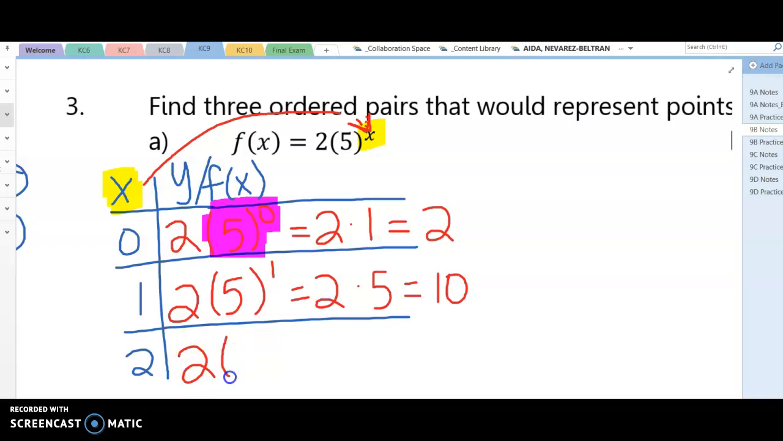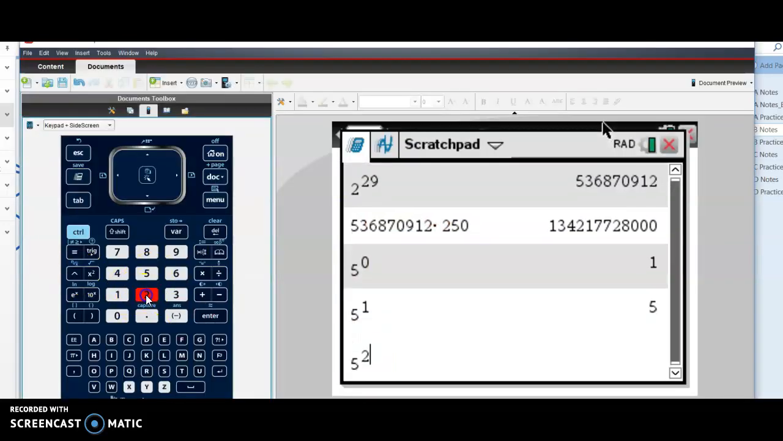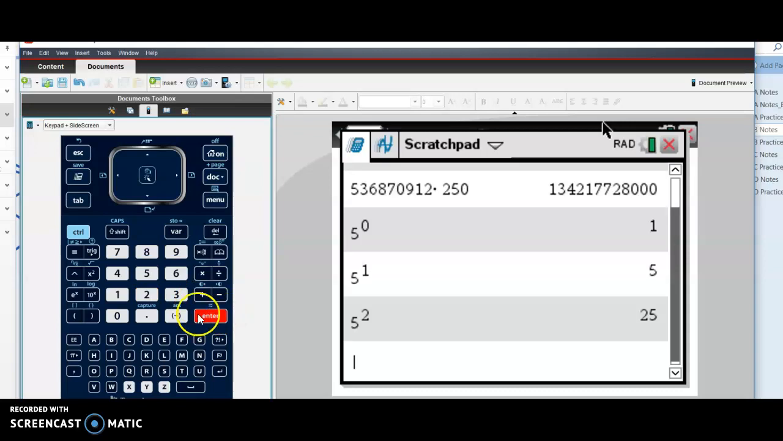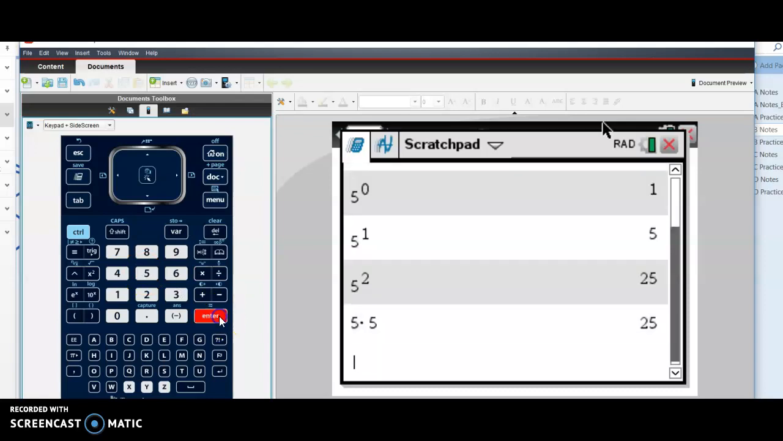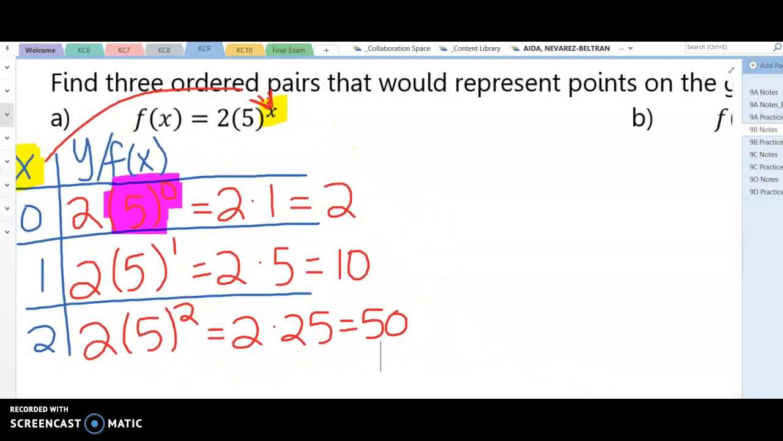And then we're doing 2 times 5 to the second power now. So 5 to the power of 2 is 25. So to get that, that's the same thing as doing 5 times itself. So 5 times 5, which is 25, right? So that's kind of what exponents are. You're doing that number times itself, however many times of the exponent. So we're doing 2 times 25, which is 50.